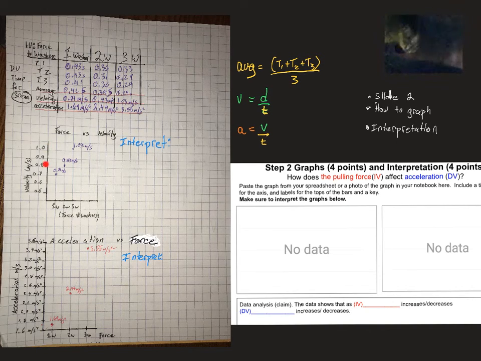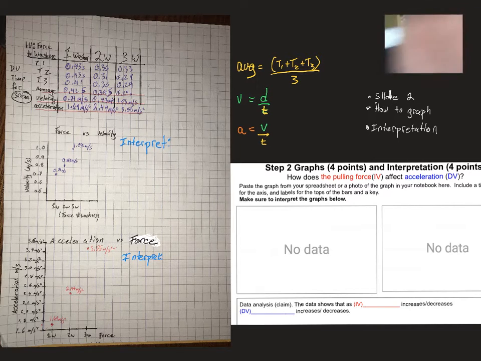Remember, set up your axes, label your axes, use the units, and then decide on your tick marks. For force, it's pretty straightforward. 1 washer, 2 washers, 3 washers. For velocity, I had to look at the range of my data. My smallest number is 0.71. My biggest number is 1.03. So I need a range that includes 0.71 and 1.03. So I started at 0.5, went all the way up to 1.0. And you can see each point fits on my graph.